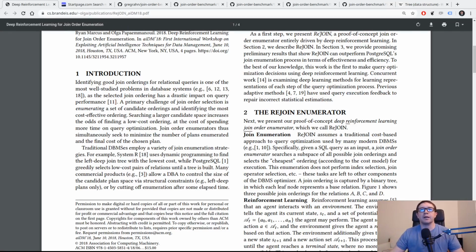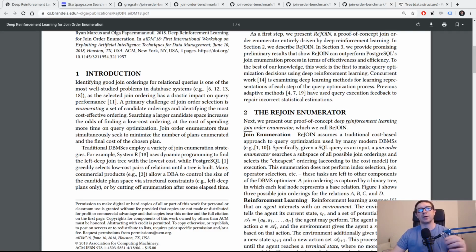So it says, identifying good joint orderings for relational queries is one of the most well-studied problems in database systems, as the selected joint ordering has a drastic impact on query performance. A primary challenge of joint order selection is enumerating a set of candidate orderings, meaning saying, here's a set of possible ways I can query those selected parameters, the demographics, the age, etc., and identifying the most cost-effective ordering. Searching a larger candidate space increases the odds of finding a low-cost ordering at the cost of spending more time on query optimization. There are no free lunches, people.